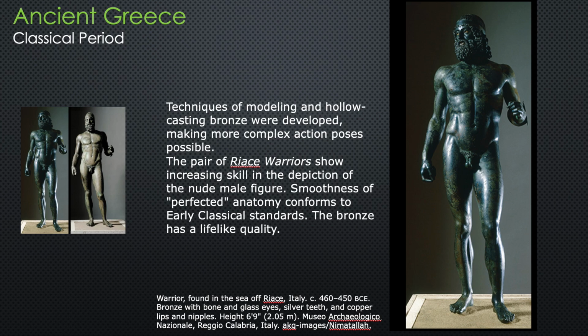We have two of these. You can see them on the left. They are known as the Riace warriors because they were on a ship. They were traveling somewhere. They were off the coast of Italy, and the ship wrecked, and they sank to the bottom, where they stayed until, I believe, the 20th century, when they were found, brought up and restored. So here's a very early example of some nice bronze sculpture.